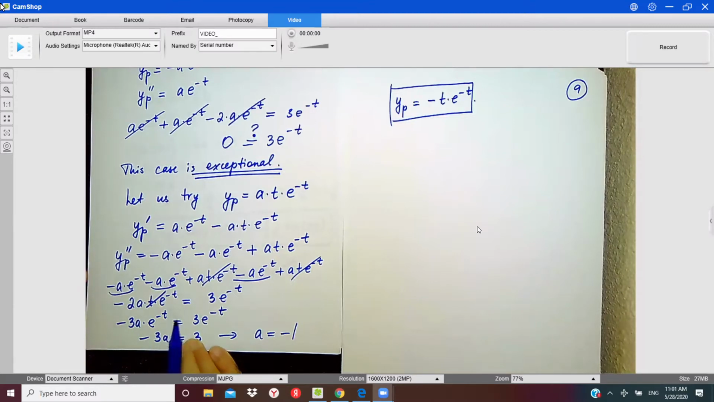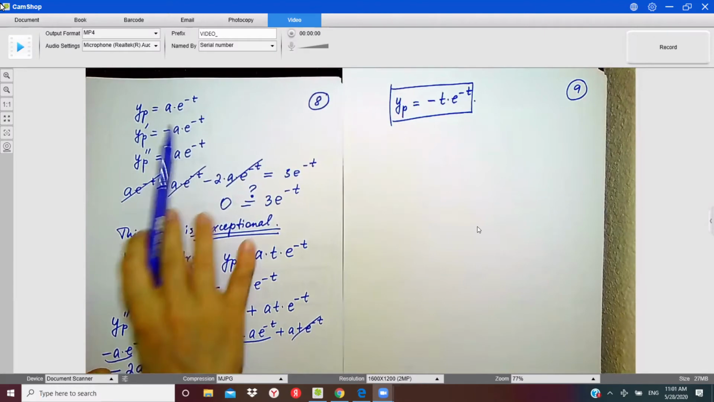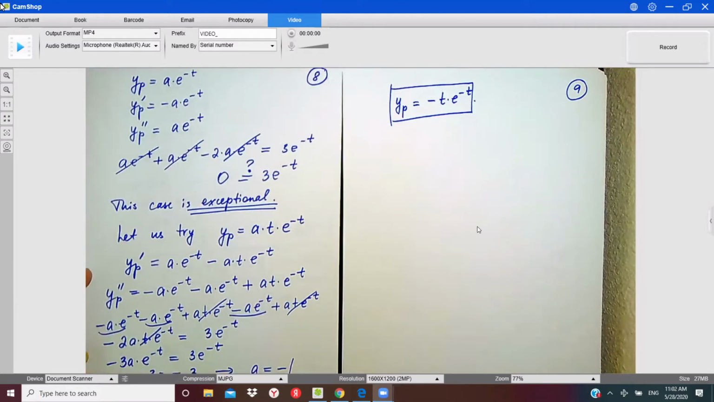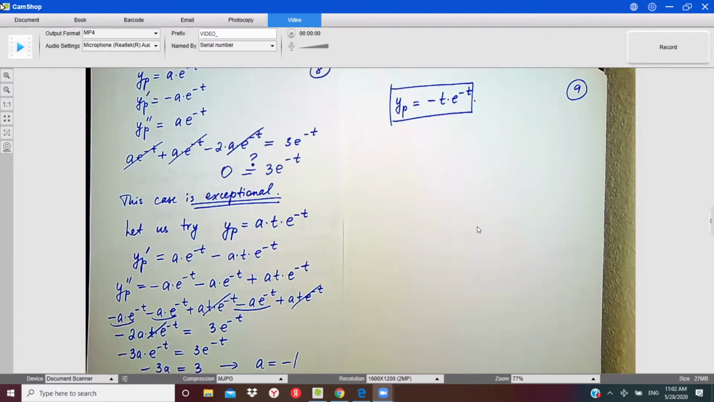So again, sometimes you run into an exceptional case, such as here. A particular solution that you originally tried doesn't work. When that happens, try multiplying your particular solution by t. And if this doesn't work, instead of t, try t squared. Okay, so any questions? Any questions?